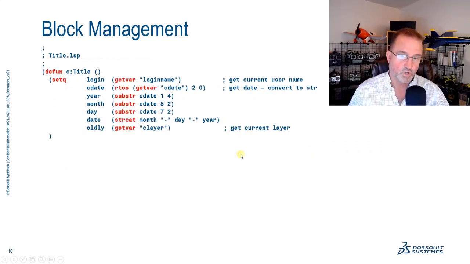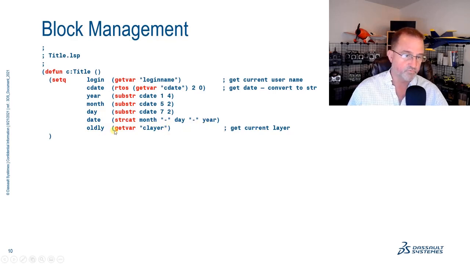So let's talk about creating a function or a command that will insert the title block into our current drawing. To do that, we're going to define a command. We're going to call it title. And then you'll see I'm going to set a number of variables. These should look familiar to you. First of all, we're going to use a getVar command for login name to get the current username and set that to a variable called login. And then you've seen this before. This is grabbing the current date, and then we're going to string it together in month, day, year.